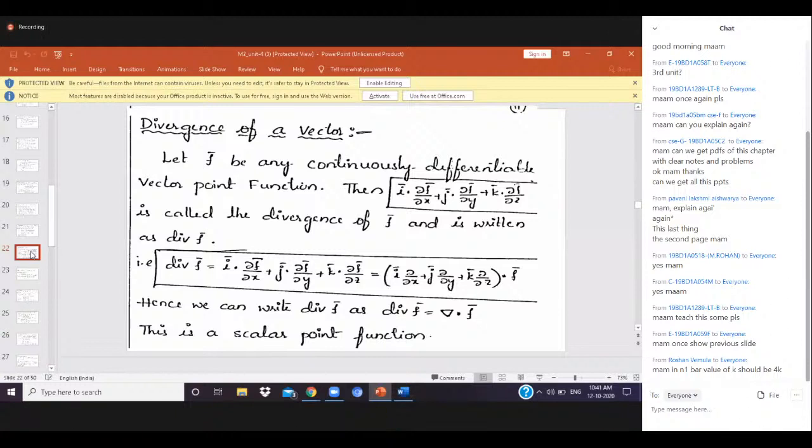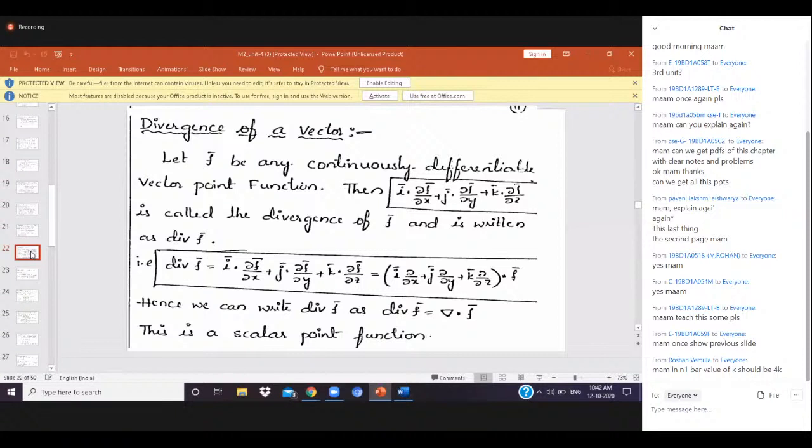Okay, this is divergence. So f bar is any continuously differentiable vector point function. You know the idea of a vector point function. A vector point function is in three-dimensional space. For a point P of x comma y comma z, we associate a vector function for that point, which gives us a vector point function. So here f bar is any continuously differentiable vector point function.